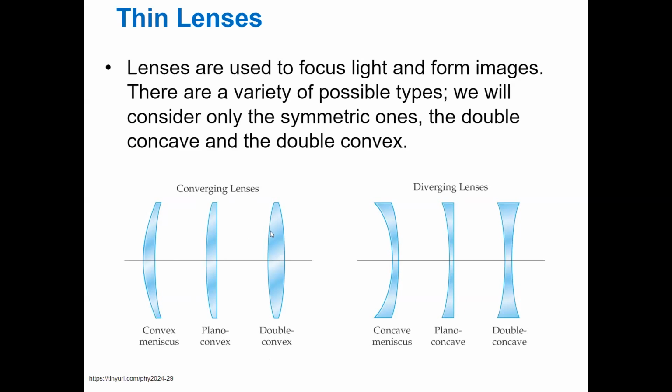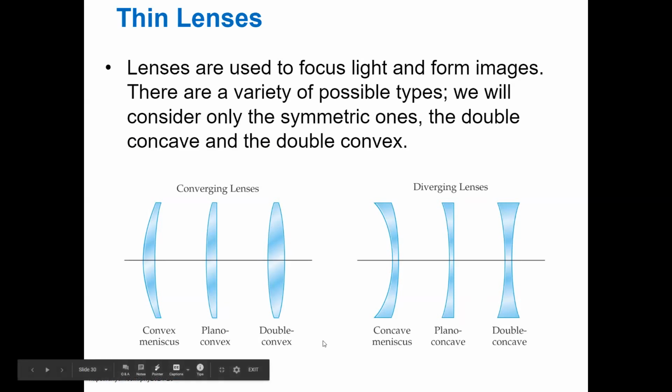The rays will be converged by these lenses. And then you can have divergent lenses, which can have a concave meniscus over here, where one side is more curved than the other side. With one side being concave and a plane side here, this is called a plano-concave lens. And this is a double concave lens. In this class, we only deal with the double convex lens and the double concave lens. We just call them the concave lens, referring to double concave, and the convex lens, referring to double convex.